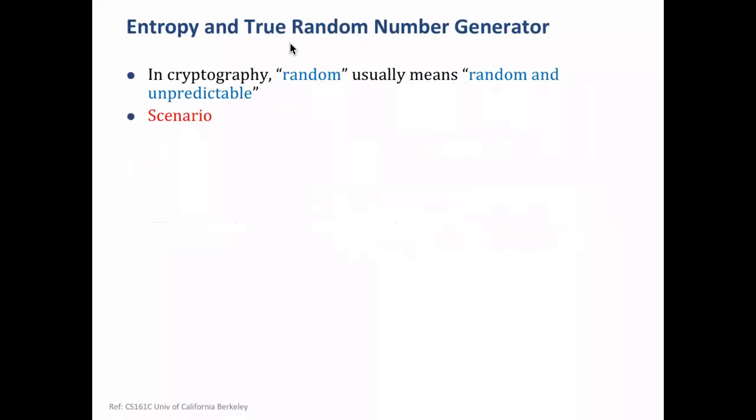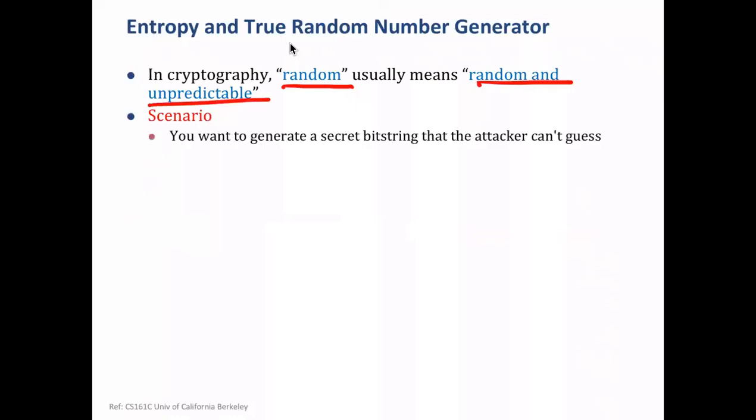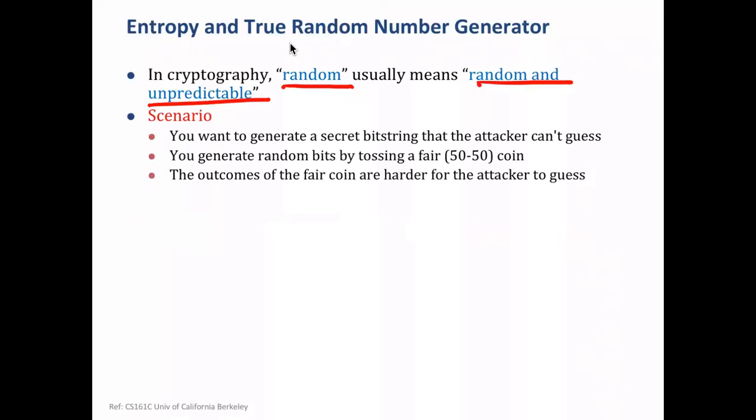In cryptography, when we say random, it means random and unpredictable. For example, you toss a coin and it's a fair coin. So the probability of getting head or tail is 50%. You toss it say 100 times and record the output, head is 1 and tail is 0. If it's a very fair coin, then the output is truly random. So one cannot predict, right? It's impossible to predict.